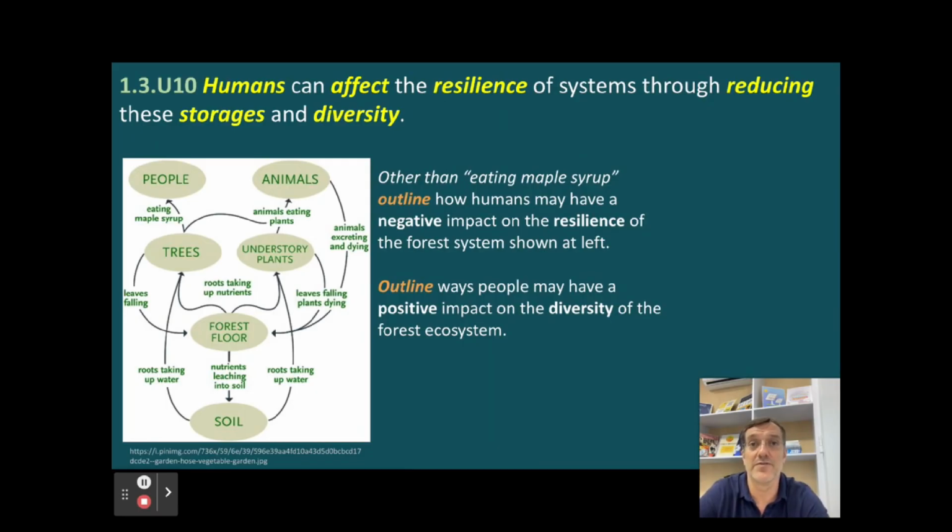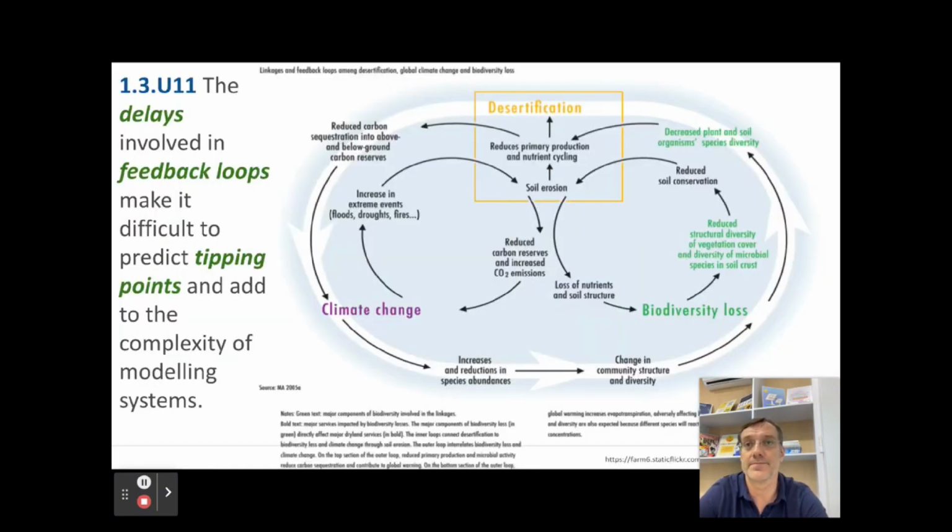Humans can affect the resilience of systems through reducing these storages and the diversity. For example, human activities such as deforestation, overfishing, pollution, and urbanization can reduce the biodiversity of an ecosystem, as well as the storages of biomass or water. That then makes those systems more vulnerable to disturbances and moving towards tipping points or new equilibrium.